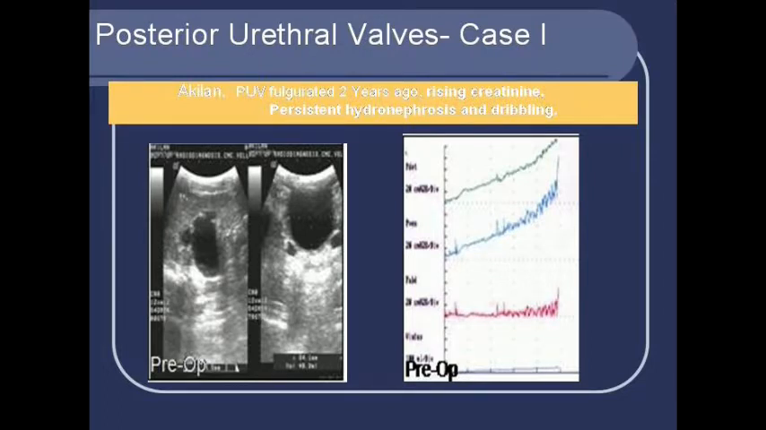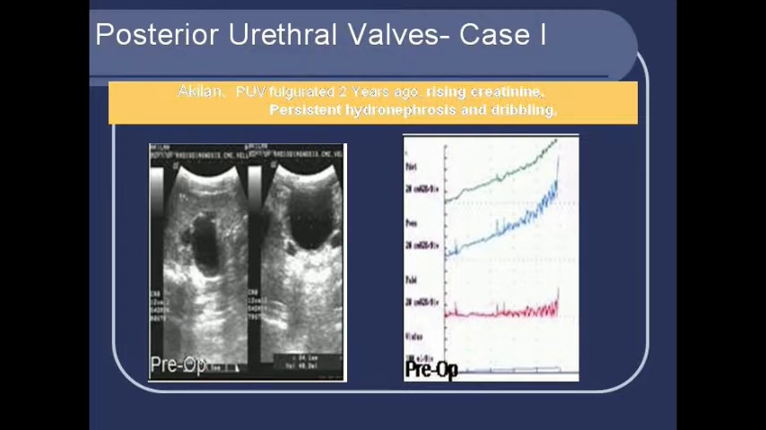Now coming on to the next condition, post-urethral valves. This is case 1. The child was fulgurated when he was about 2 years old, and he continued over the next 2 years to have gradually rising serum creatinine, and the kidneys remained hydronephrotic.